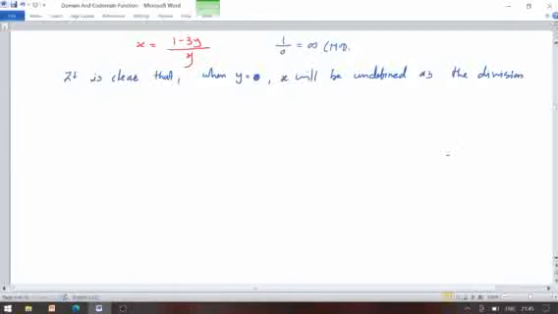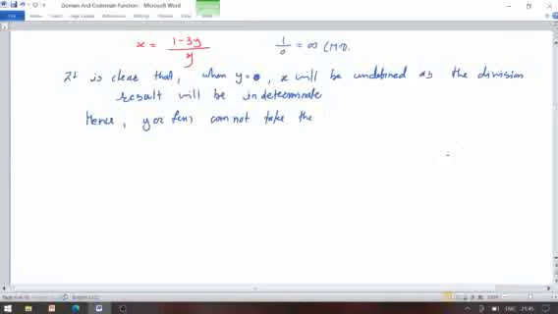result will be indeterminate. Hence y, or you might say f of x, cannot take the value 0. So that implies the range of the given function f is the set of all real numbers excluding the singleton 0.